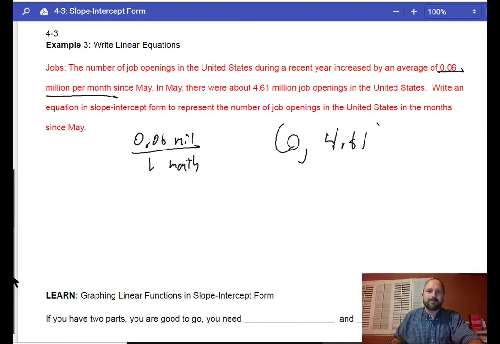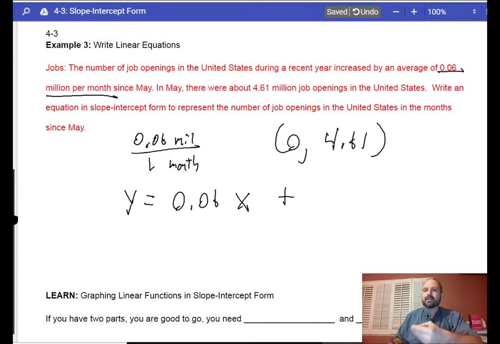So we're going to say, hey, the start value is (0, 4.61). And so we would write this out and say, hey, y is equal to, now technically, we could write it as 0.06x plus 4.61.